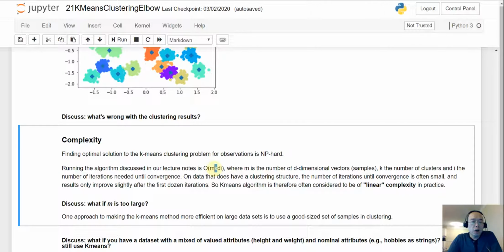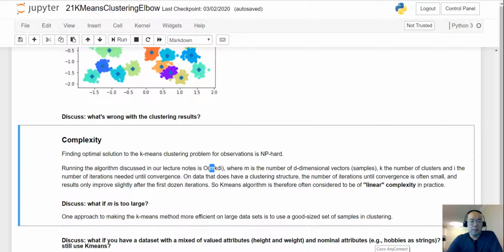k, how many clusters, is usually a very small number. And for d, the number of dimensions or features, compared with the number of samples, is usually a very small number too. And for i, we have said k-means converges very fast. So usually we say k-means is a linear algorithm, linear in the number of samples.